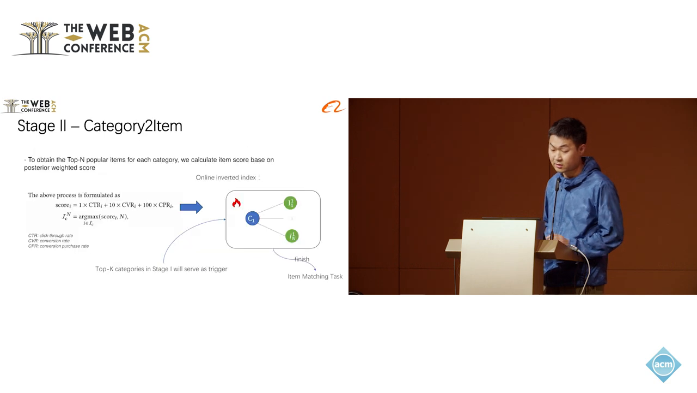And stage two is an easy work, and it is only a category to item. We first calculate the item score based on the posterior score, just like this. And then we build an online inverted index. And we will use the top categories from stage one as the trigger for the online inverted index to finish our item matching task. And this is all of our framework.